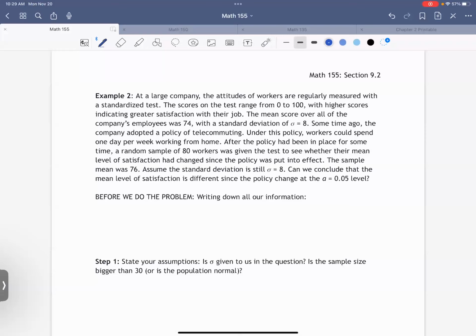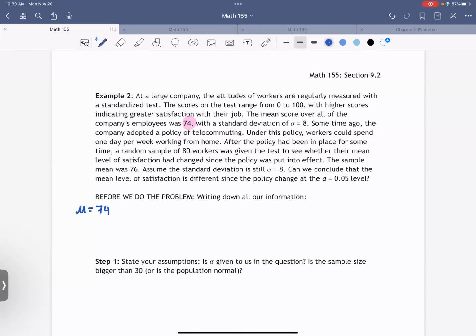We have a bunch of information that I really don't care about with standardized tests and all that stuff. The mean score over all the company's employees was 74. Now, is 74 the population mean or the sample mean? Population mean, right? First of all, we haven't talked about a sample yet, so it doesn't make sense to talk about the sample mean if we don't have a sample. Also, it's over all the company's employees, so we didn't sample everyone. So mu has to be 74.